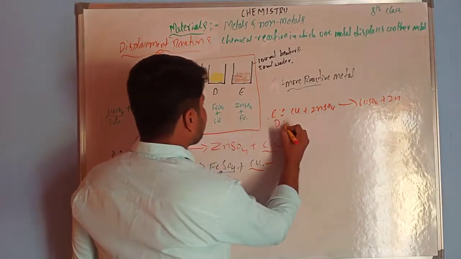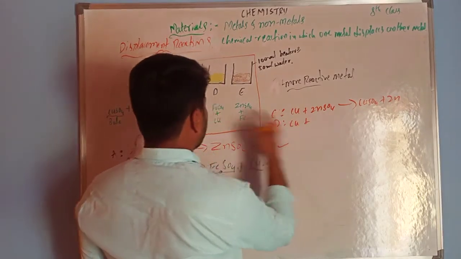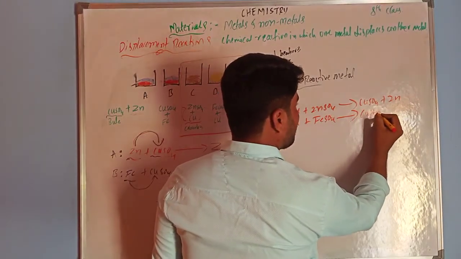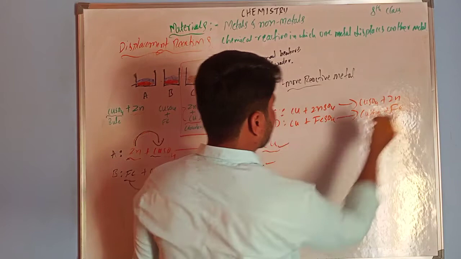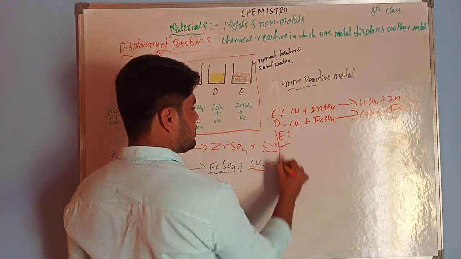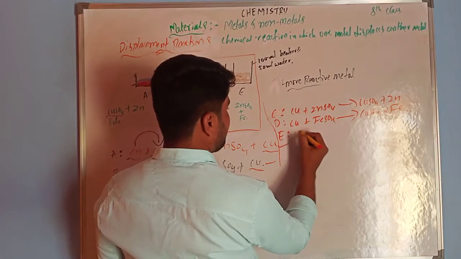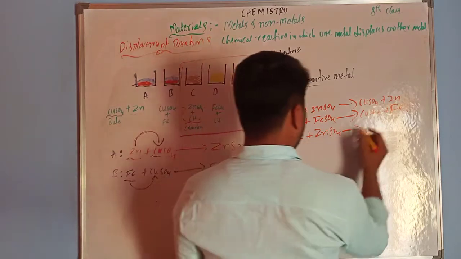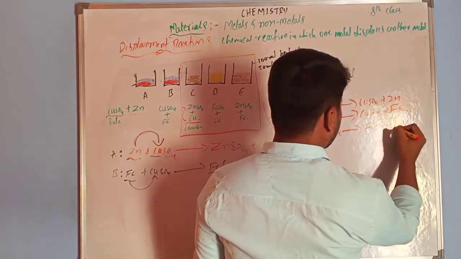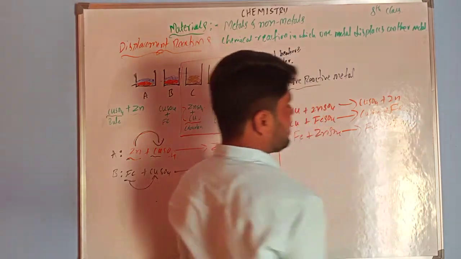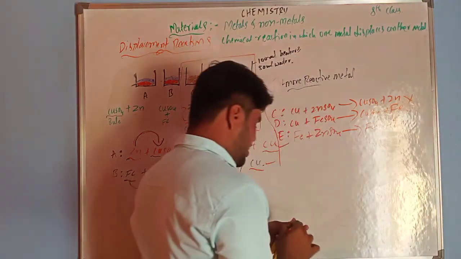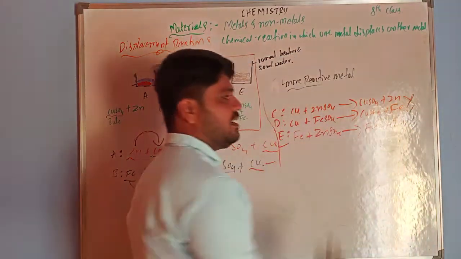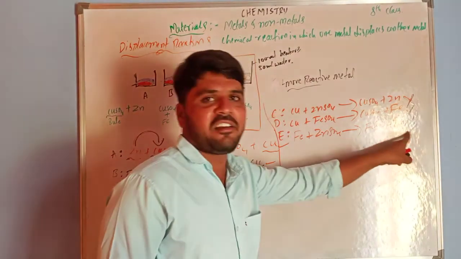In beaker D, copper reacts with FeSO4. The products are CuSO4 and Fe. In the next one, iron reacts with ZnSO4, which gives FeSO4 and Zn. These are not possible. This type of reaction does not occur, or these are the wrong reactions.